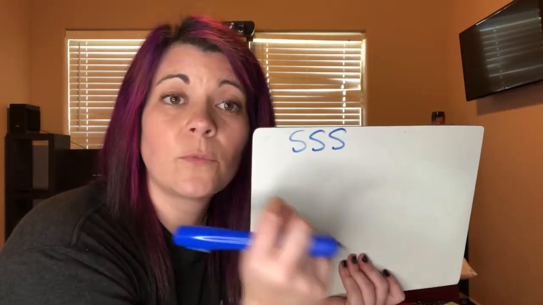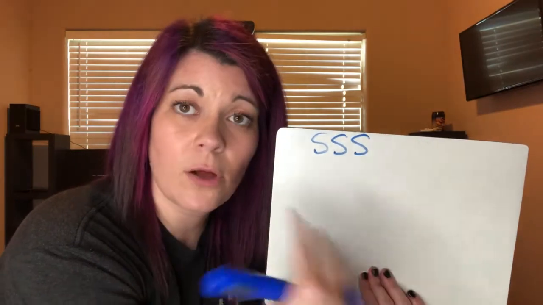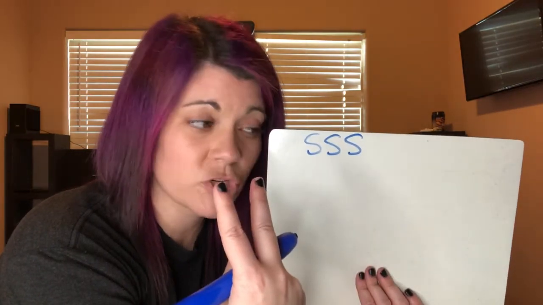Now let's talk about the three similarity theorems. So the first similarity theorem is called side-side-side, or SSS, which means that we can prove that the triangles are similar if given all three sides and all three sides are in proportion.